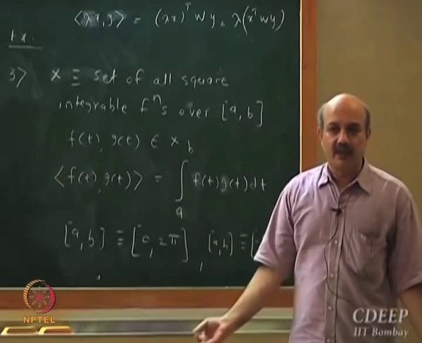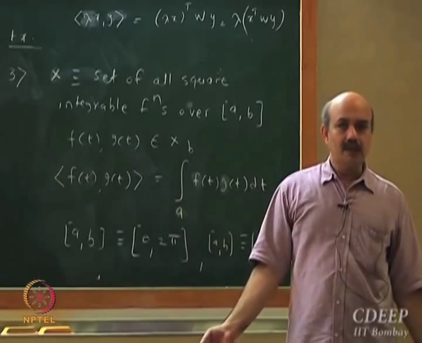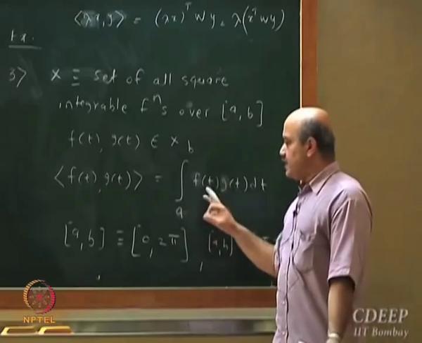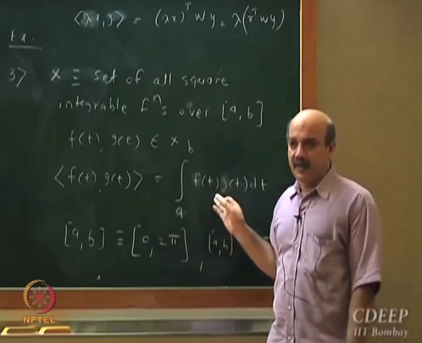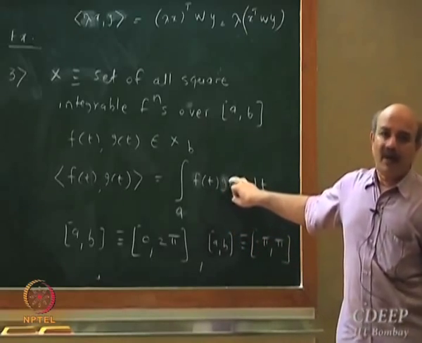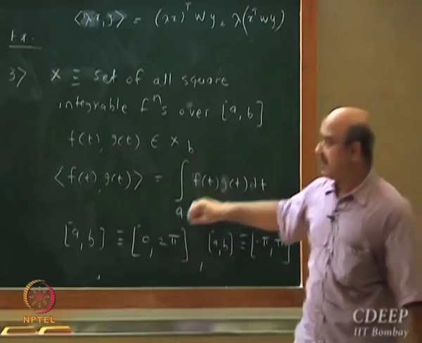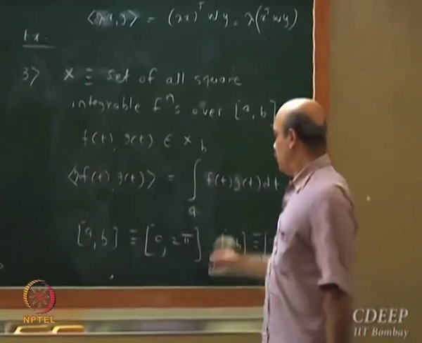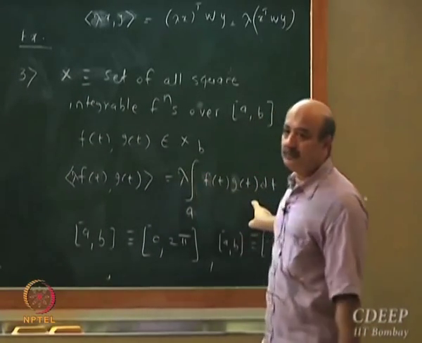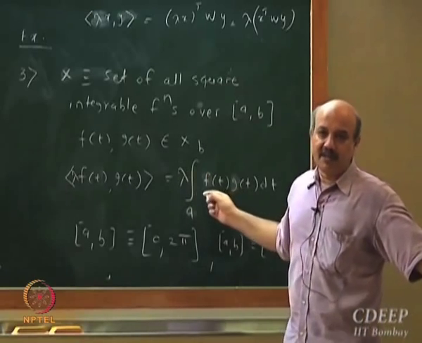Let's look at the first axiom. What is the first axiom? If I interchange f and g, will the integral be different? So the first axiom is satisfied. If I multiply f(t) by some lambda, what will happen to the integral? It will be lambda times the integral, right? The second property is satisfied.